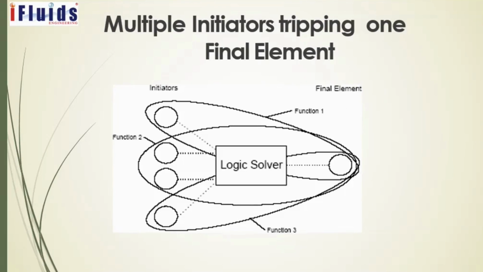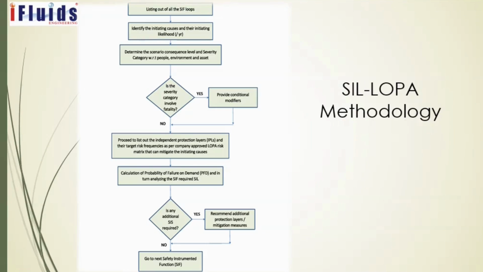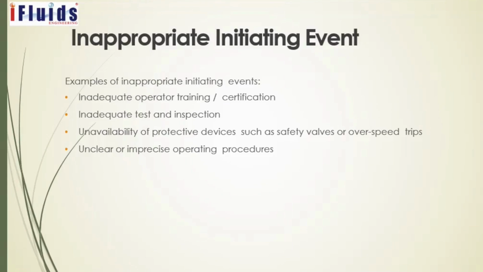Here, multiple initiators are tripping one element. So this is more safe, right? There are 1, 2, 3, 4 initiators passing through a logic to trip only one final element. So SIL using LOPA methodology, whatever we explained in the past slides, is given as a representation here.